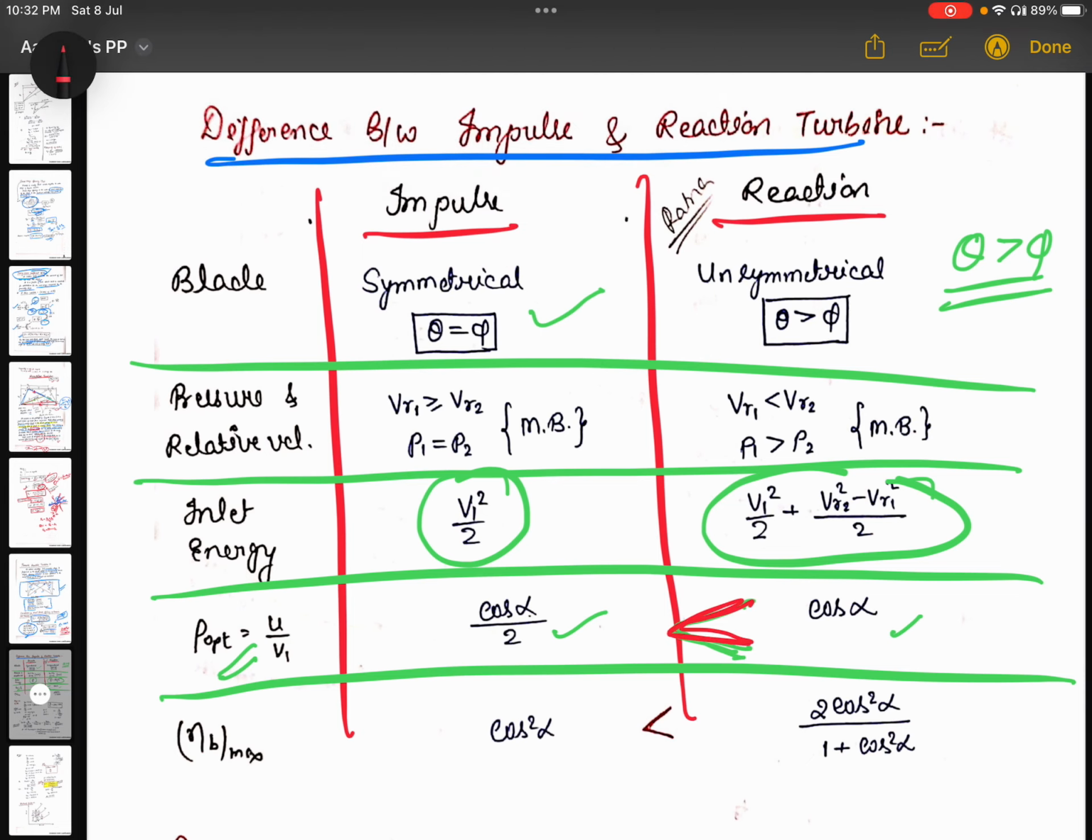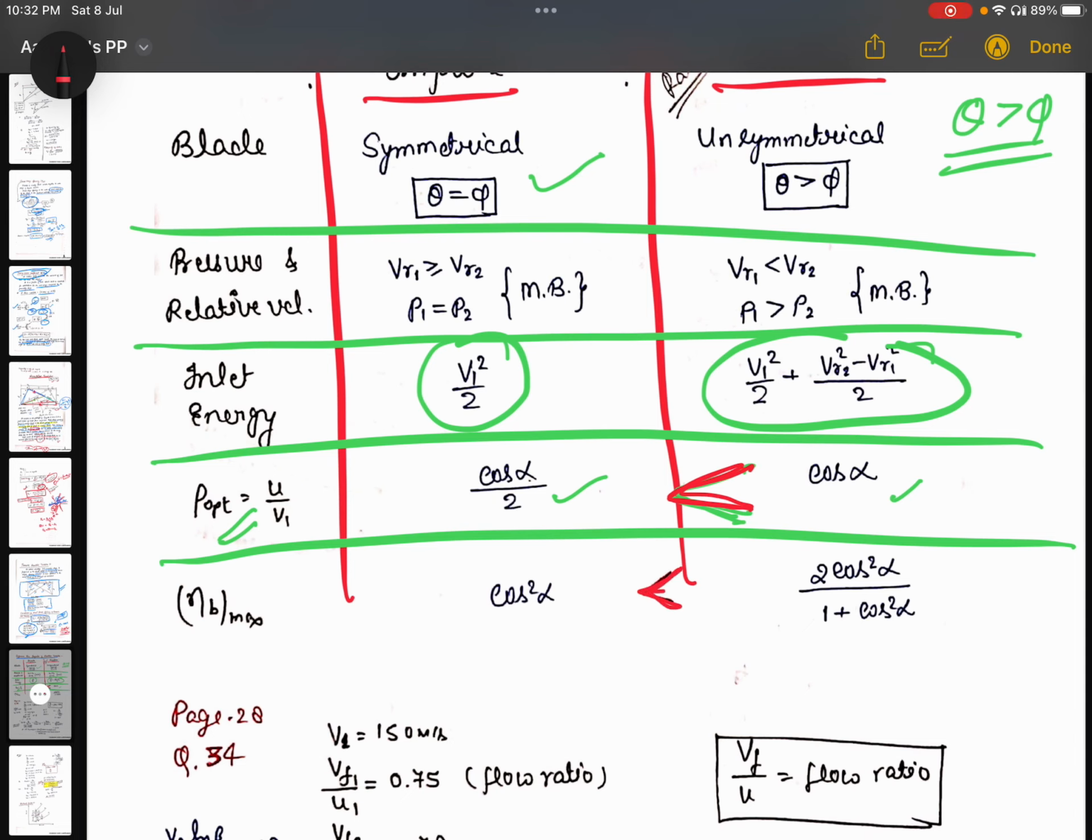Okay. Sorry. Rho optimum is more also for the reaction turbine. Here only cos square alpha, and here 2 cos square alpha upon 1 plus cos square alpha. So in the case of the impulse turbine, the efficiency is cos square alpha, and for the reaction turbine, 2 cos square alpha upon 1 plus cos square alpha.